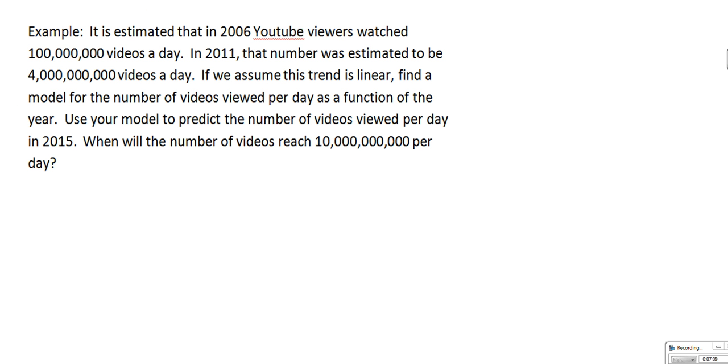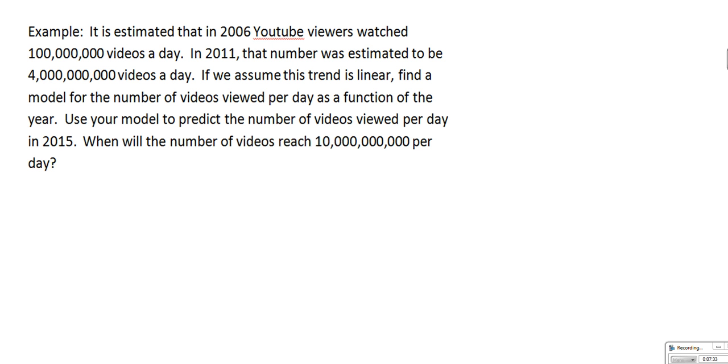Okay, last example. It's estimated that in 2006, YouTube viewers watched 100 million videos a day. By 2011, that number was estimated to be 4 billion videos a day. Assuming this trend is linear, which probably is not a good assumption, I suspect it's really exponential, find a model for the number of videos viewed per day as a function of the year.